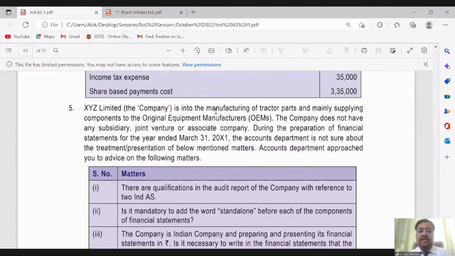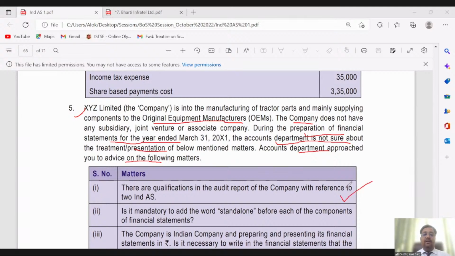XYZ Limited is into the manufacturing of tractor parts and mainly supplies components to the OEMs, original equipment manufacturers. The company does not have any subsidiary, joint venture, or associate company. During the preparation of the financial statements for the year ended 31st March 2001, the accounts department is not sure about the treatment or presentation of the below mentioned matters. The accounts department approached you to advise on the following matters.